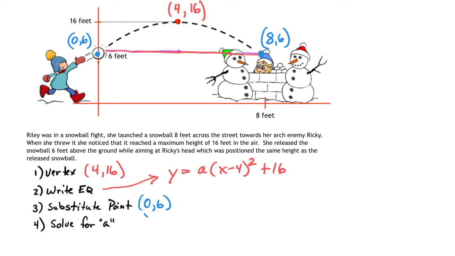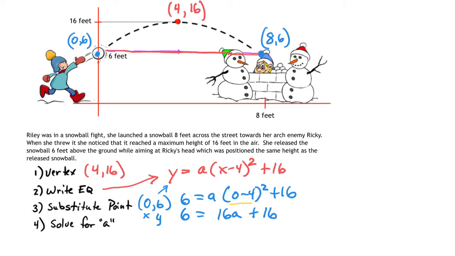Now that means 0 goes in for x and 6 goes in for y. So if I go to the equation up here, I'll substitute that information in. Then I'll have 6 = a(0 - 4)² + 16. The next thing you need to focus on is 0 minus 4 squared. Well, 0 minus 4 is negative 4, and negative 4 squared is 16. So my new equation turns into 6 = 16a + 16.